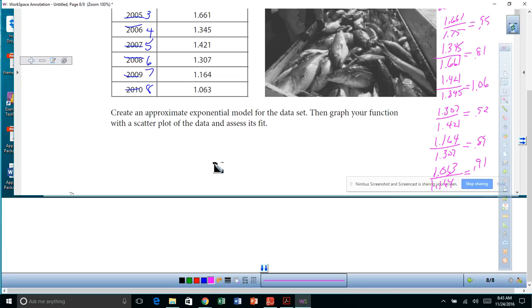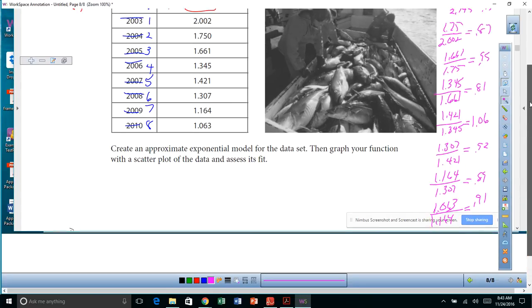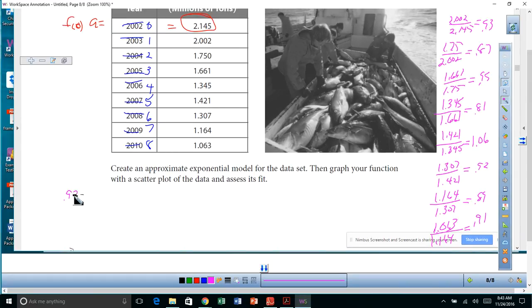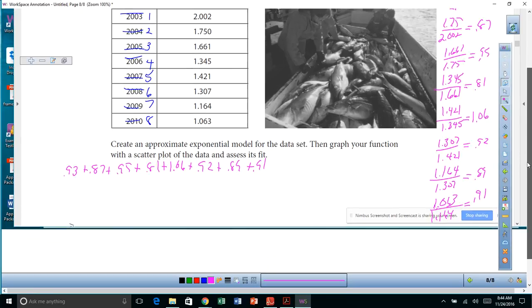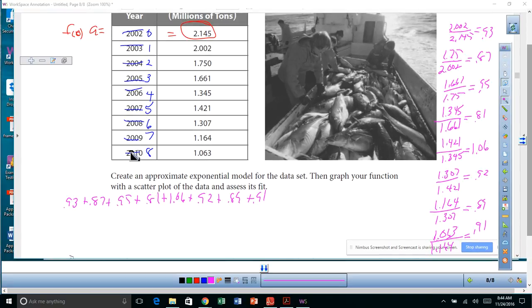So what I'm going to do now is add all of those up. Let's see what we got here. We've got 0.93 plus 0.87 plus 0.95 plus 0.81 plus 1.06 plus 0.92 plus 0.89 plus 0.91. Is that all of them? That's all of them. All right. And I'm going to divide that by, how many of those do I have? 1, 2, 3, 4, 5, 6, 7, 8. I got 8, so I'm going to divide that by 8, and that's going to give me about 0.92. I did that in my calculator. I didn't do that in my head.